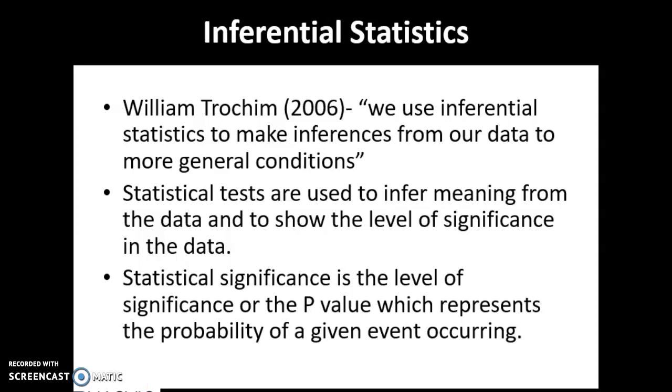Statistical significance is affected by the sample size. P-values are calculated to see if there is or isn't a statistically significant difference or correlation so that the null can be rejected or failed to reject.